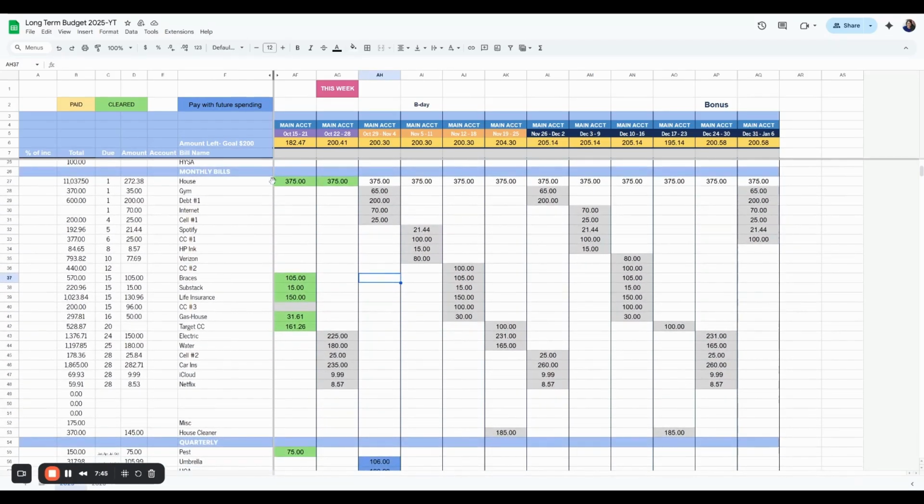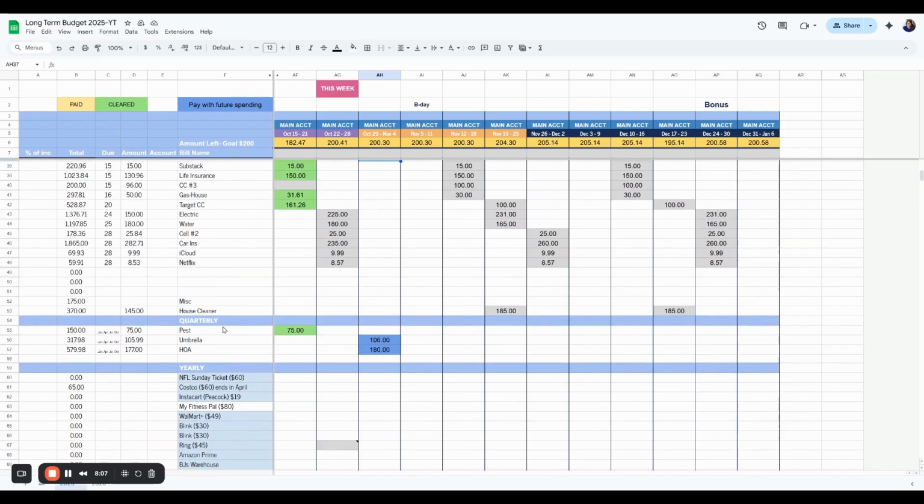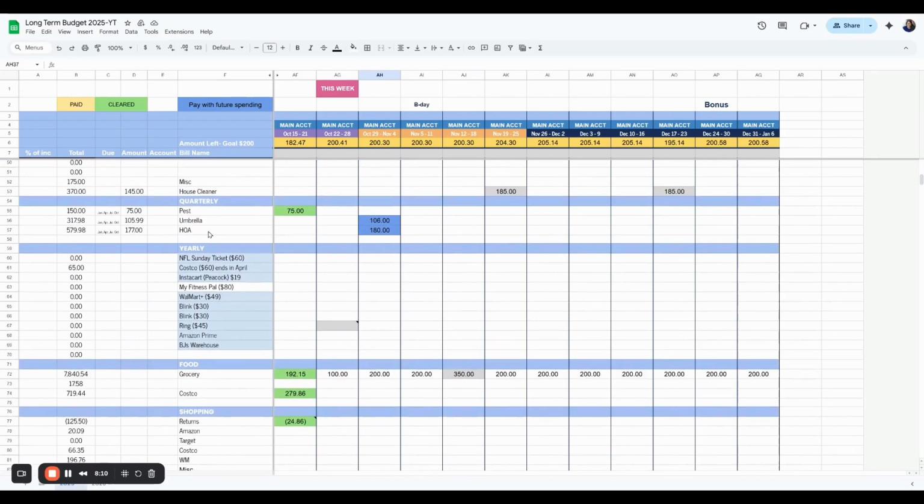I think Carly has this broken up into categories, and that was too much scrolling for me. I wanted to be able to see all of the monthly bills that I'm responsible for in one view, and this was the way I was able to do it. Then we have quarterly bills, and then we have yearly bills.